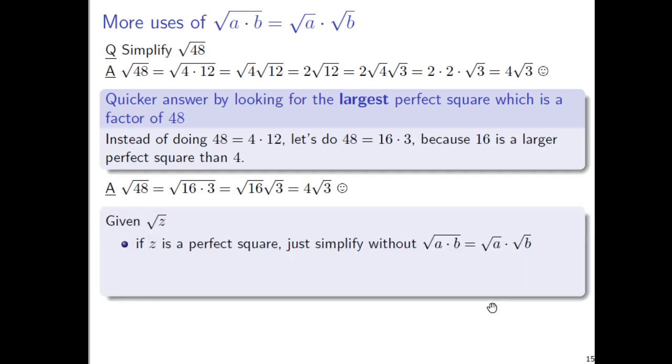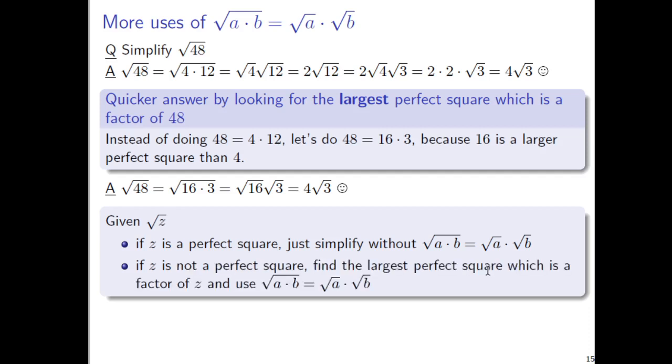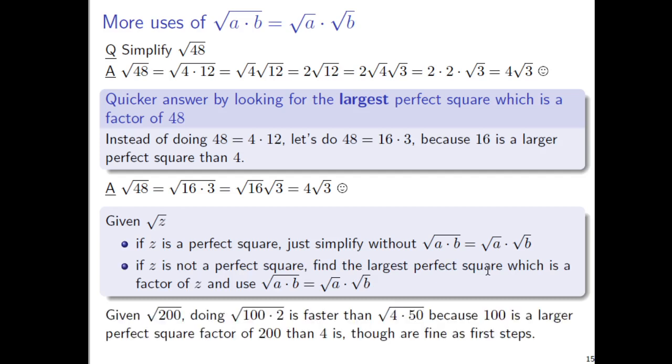So this one small example with just root a number is going to be a template for how we should simplify this type of problem. When you're given root z, if z is itself already a perfect square, then just go ahead and simplify without needing to use the formula. If you know what you have is a perfect square, something squared, then just write down that something. If z is not a perfect square, then find the largest perfect square which is a factor of z, and use the formula at the top.